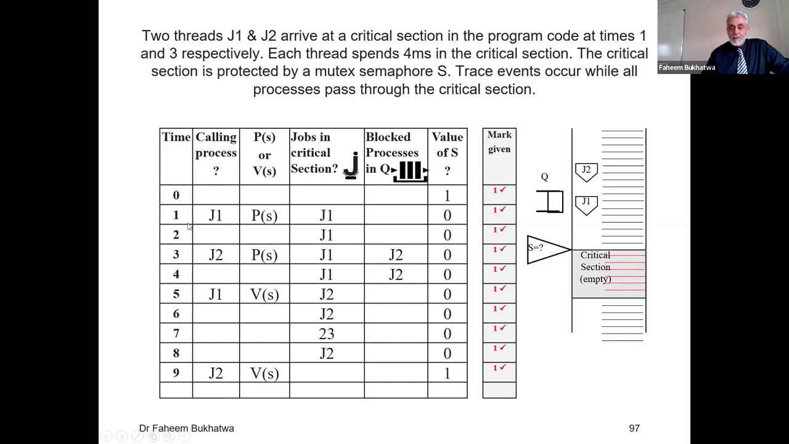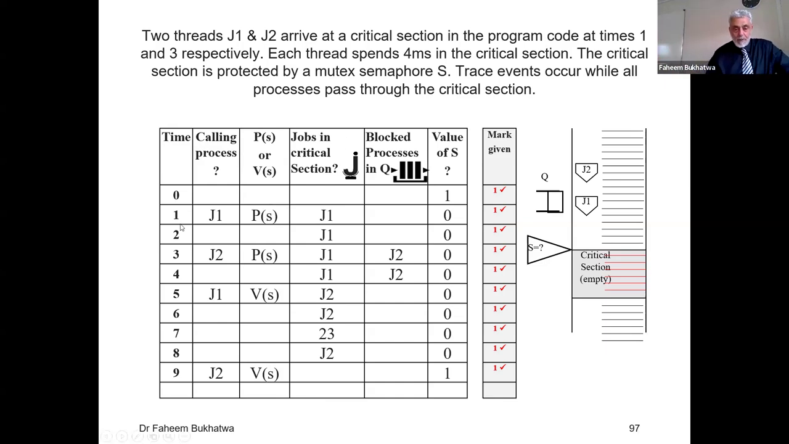So let's start. Process number 1 comes in. If it comes in, it must issue the P function. Here it asks you, is this issuing the P function or the V function? The P function is issued when you're arriving. When you're leaving, you must issue the V function. The P function is checking, is the place free? Can I go in or will I wait?